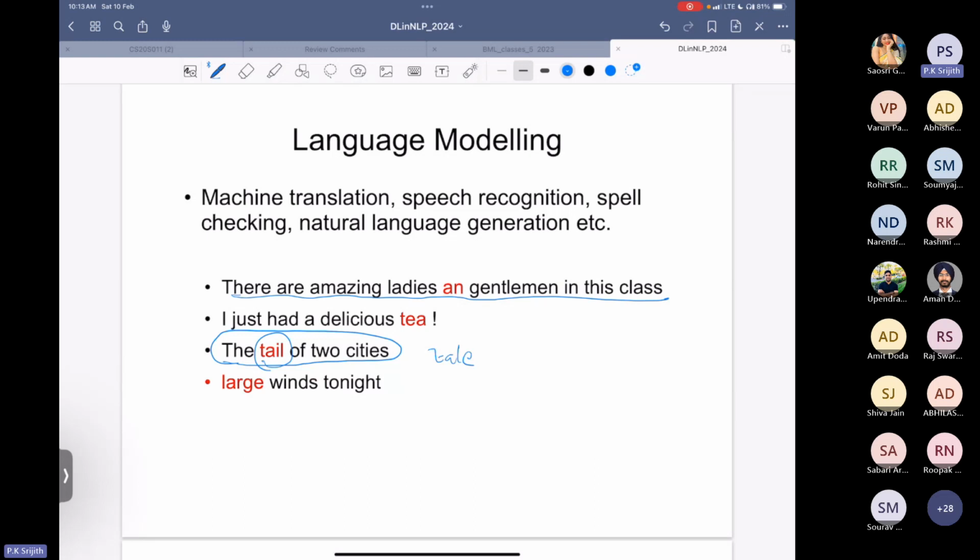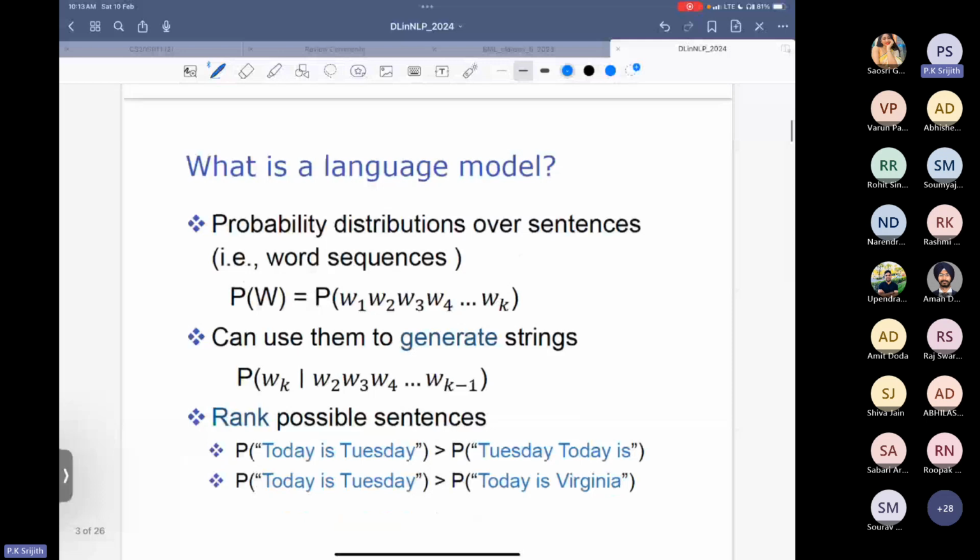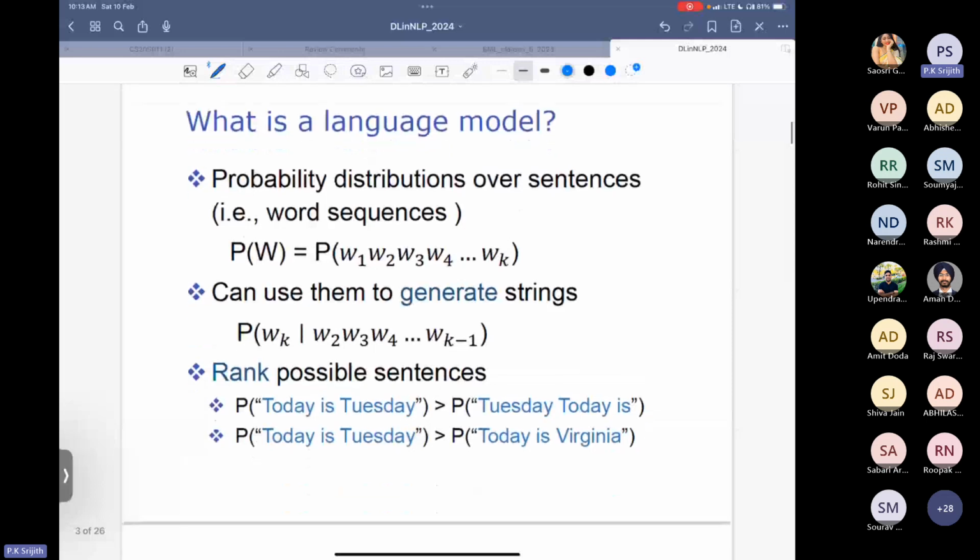Okay, so that's about language modeling. So how do we do that? The idea is we can learn the order in which the words will appear, or some sort of probability distribution over the order in which these words are appearing.